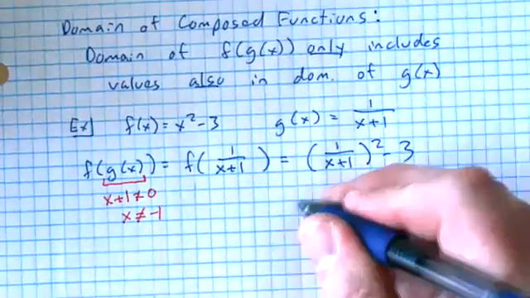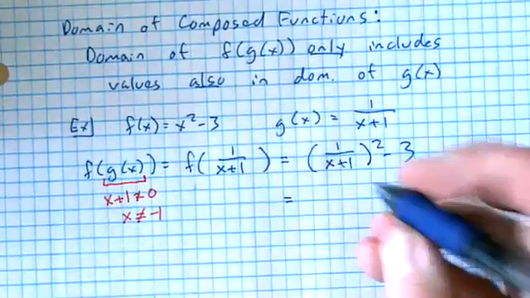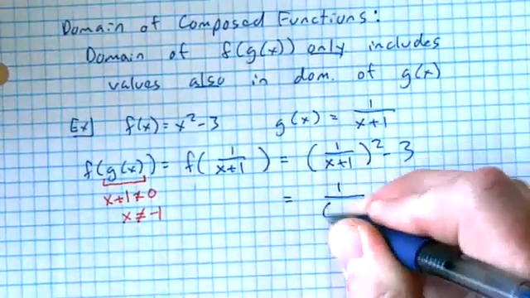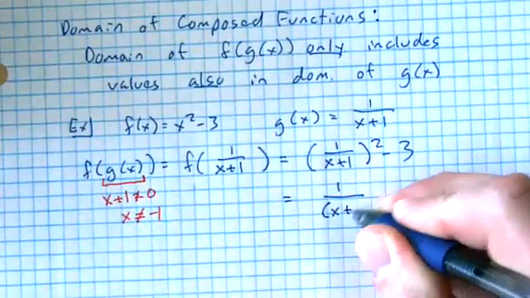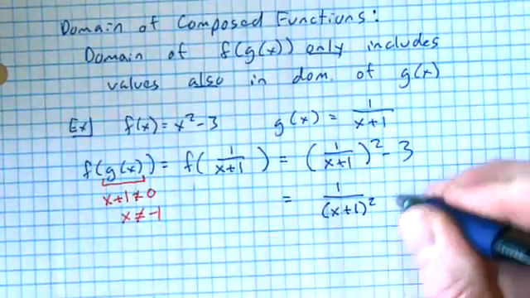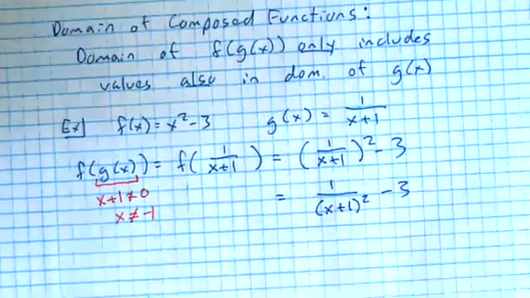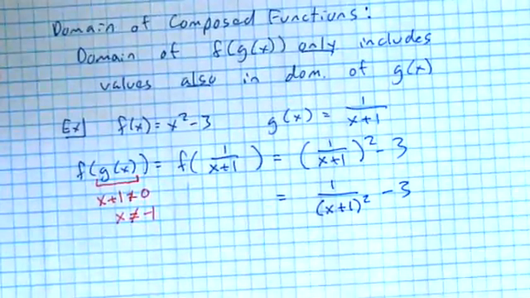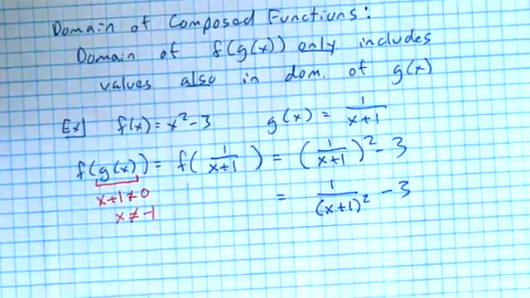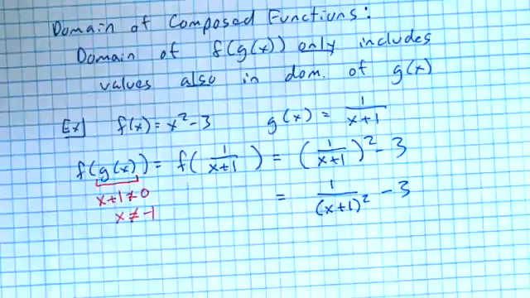And we can simplify this a little bit. We could square the top. 1 squared is just 1. I'm not going to multiply out the bottom, I'm just going to leave it as x plus 1 squared. It would be x squared plus 2x plus 1, but I'm going to leave it like that because that's good enough, and it's easier for me to find the domain for this function.